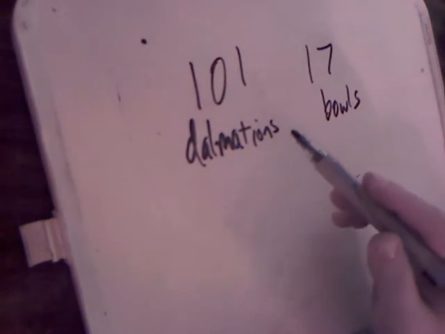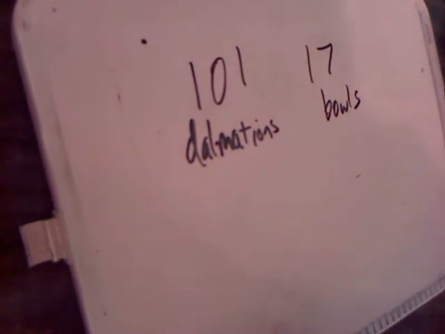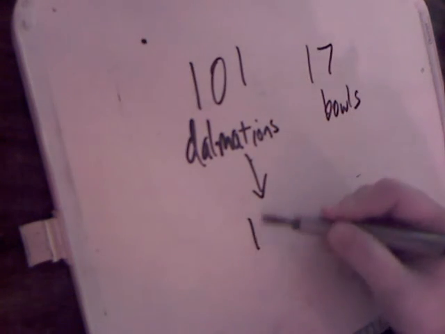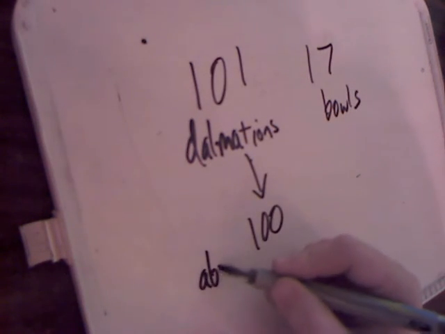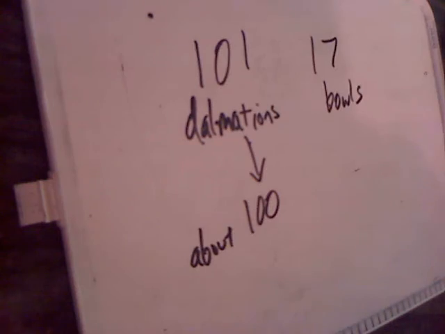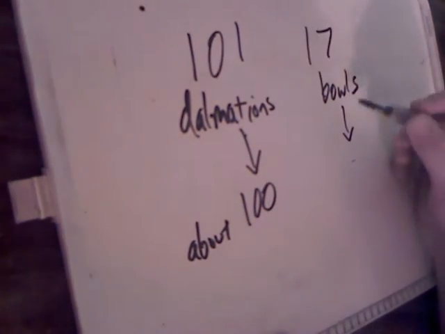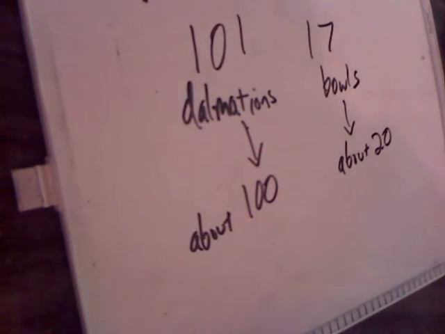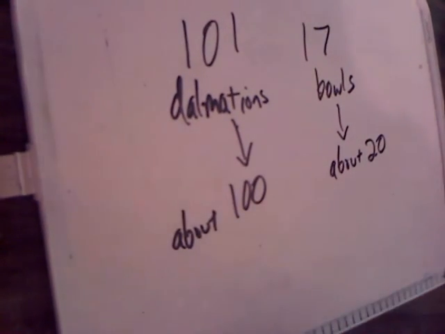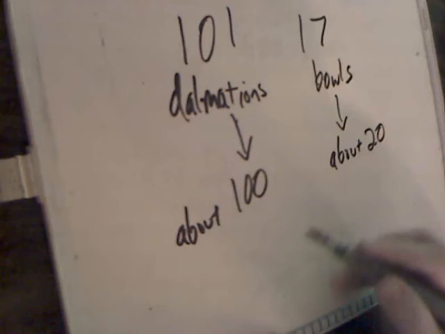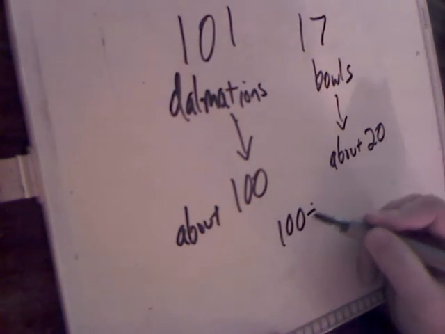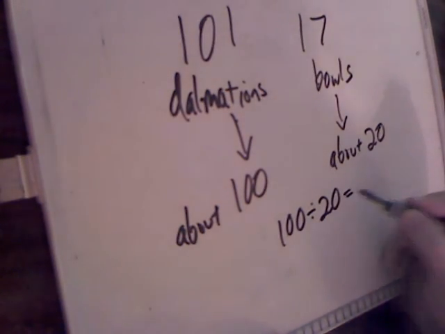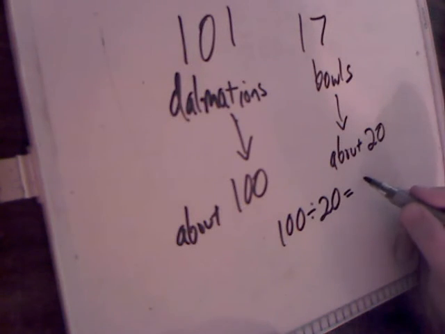So we're going to change this 101. What's a nice round number for 101? That becomes about 100. 17, we're going to round that up to about 20. Now, if we have about 100 dogs and about 20 bowls, that becomes 100 divided by 20, which is 5.